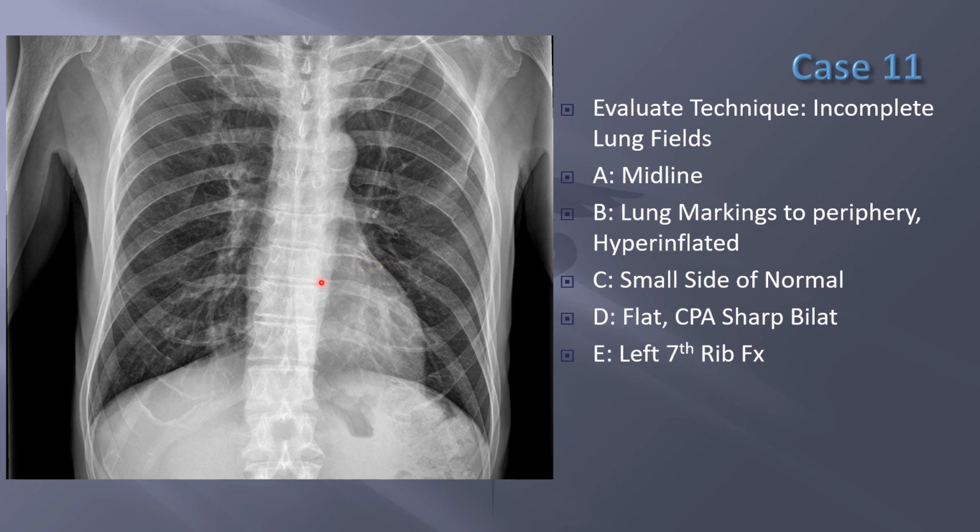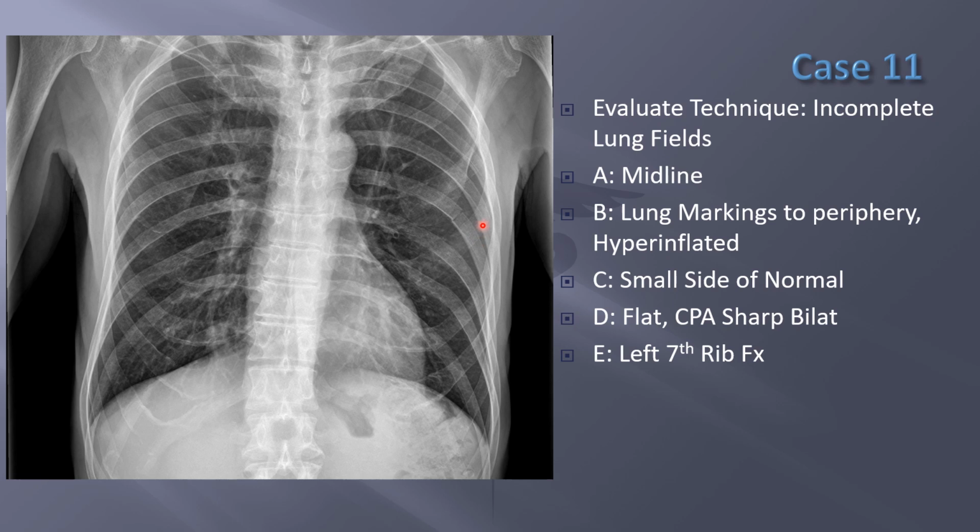So E, everything else. I'm going to look at the bones. I don't see any hardware. I'm going to look bilaterally, just follow the ribs, and then I see a continuation here, a little line right there. So this is a rib fracture of the 7th rib.